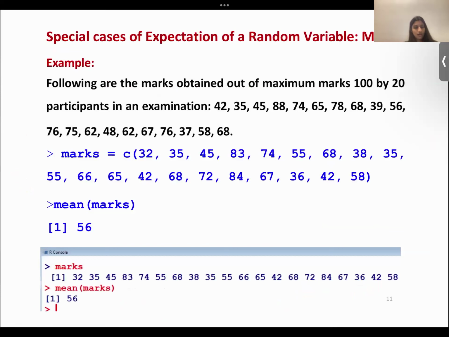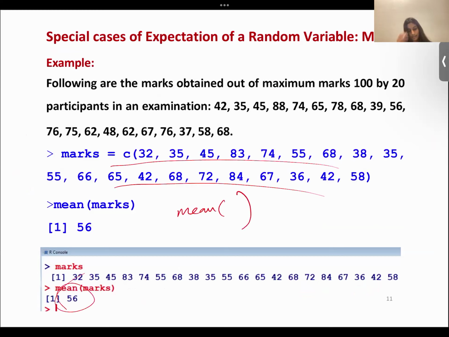And this is how you calculate it with R. So basically, for the average value, you use the function called mean. So mean of all these numbers gives you the average value, the expectation.